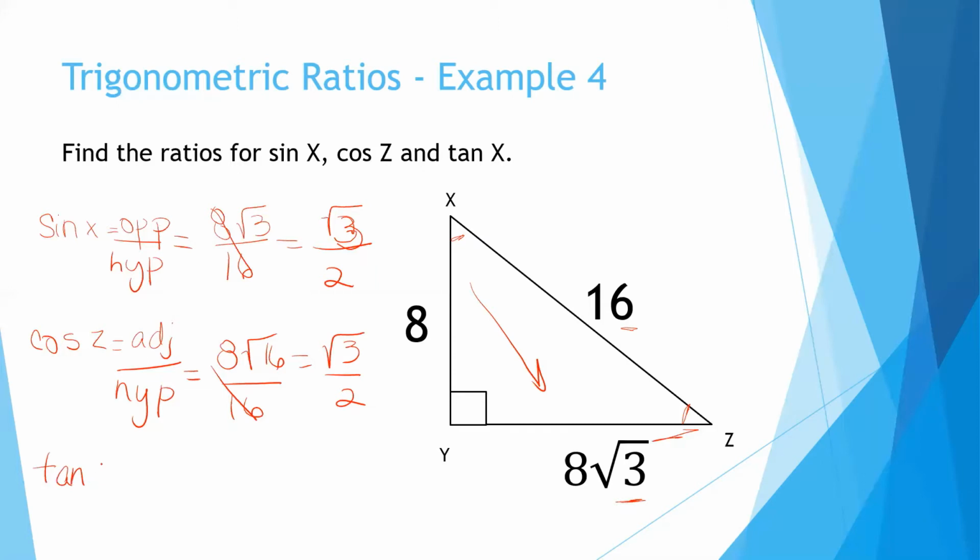Okay? Finally, let's do tan. Remember, tan does not include the hypotenuse, so there's no way it's going to be the same. So the tan of x is opposite, so it's 8 radical 3, all over the adjacent side, over 8. So this can be simplified to be radical 3.